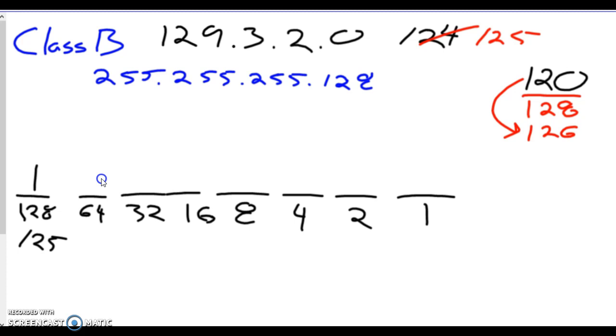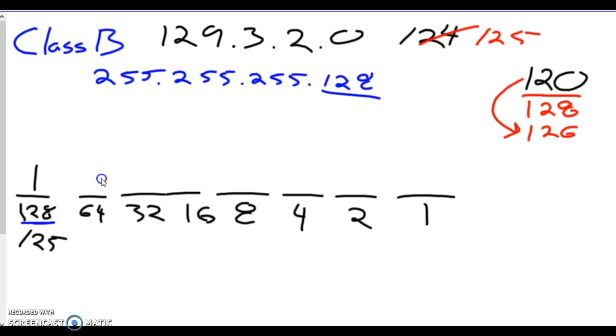I can figure out my subnet mask by my 8 lines. So I have a 128 and a 128. As you see, the class B subnet mask is no longer 255.255.0.0 like it would be by default, but it has changed to 255.255.255.128.